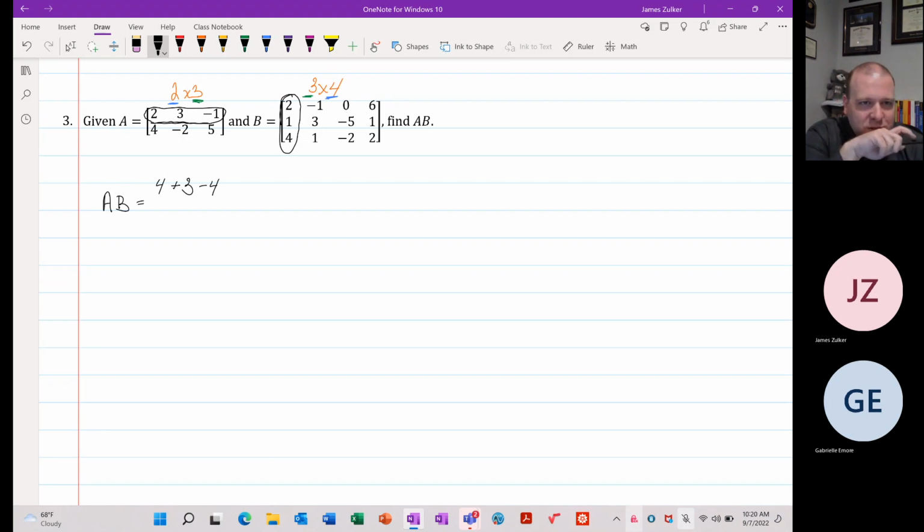So we move to the 1, 2 entry. Right? So we stick with row 1 of A, but now we look at column 2 of B and we do the same thing. -2 plus 9 minus 1. Then 0 minus 15 plus 2. And finally 12 plus 3 minus 2.